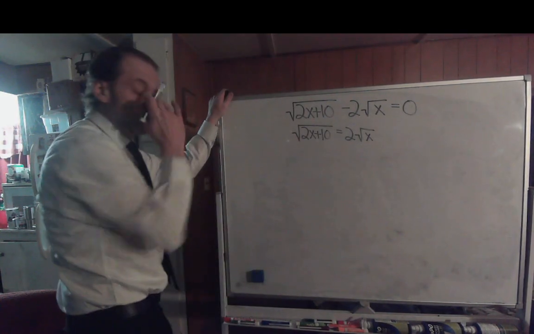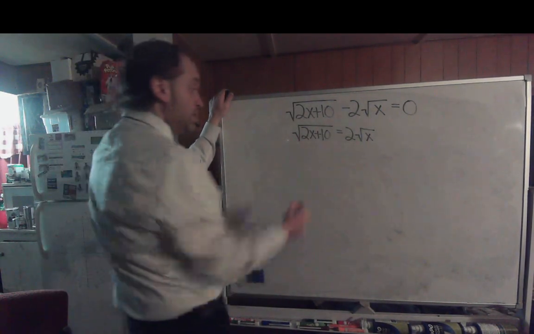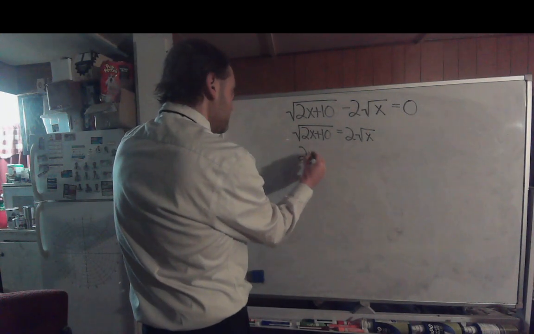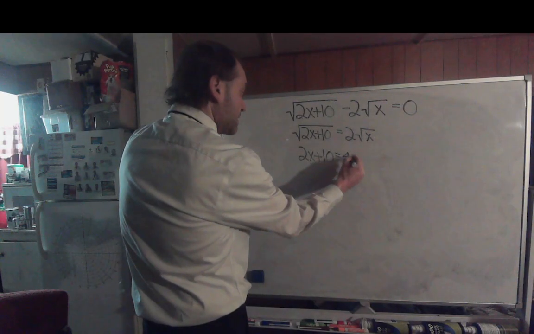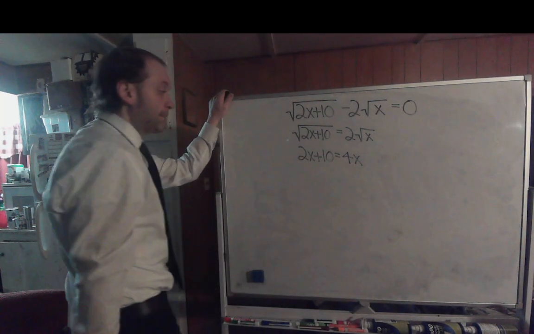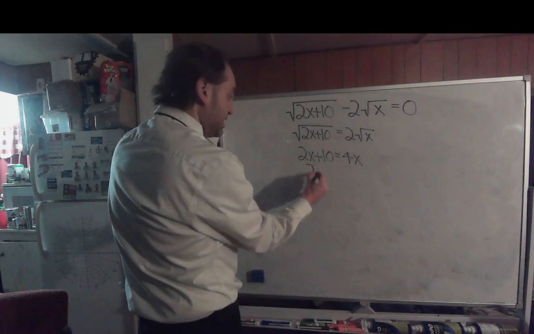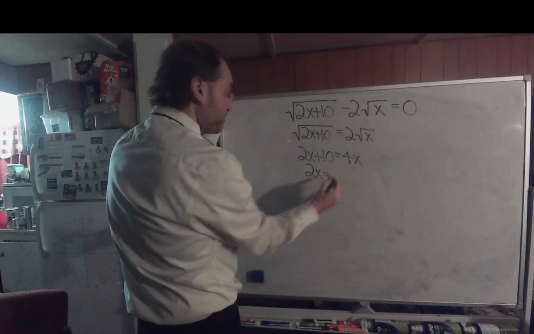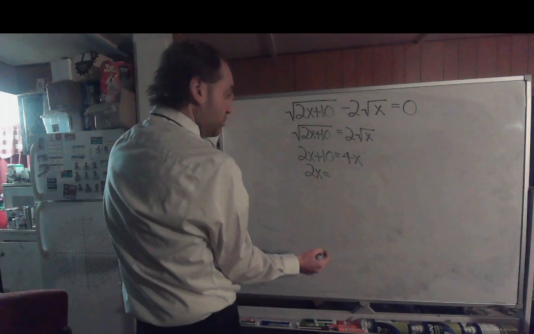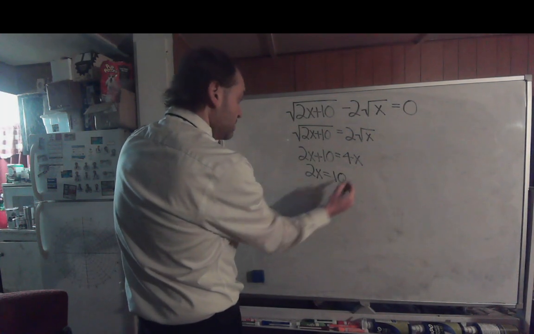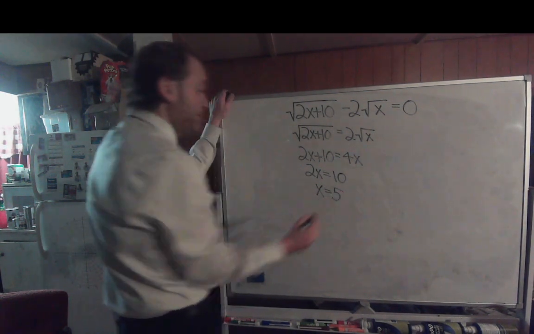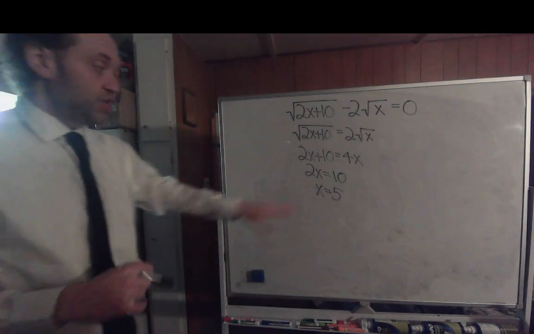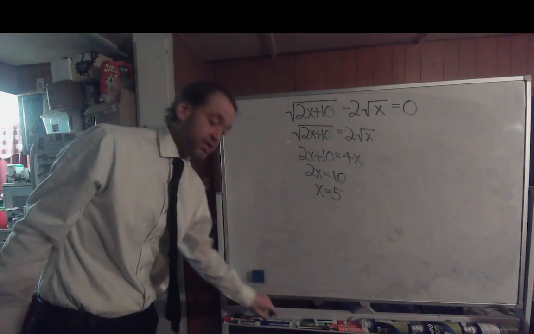Now just raise both sides to the second power. So you'll get 2x plus 10 equals 4x, which would then have to mean that 2x would have to equal 10, which would give you x equals 5. Alright, let's check this out and make sure that x equals 5 actually holds up to the test.